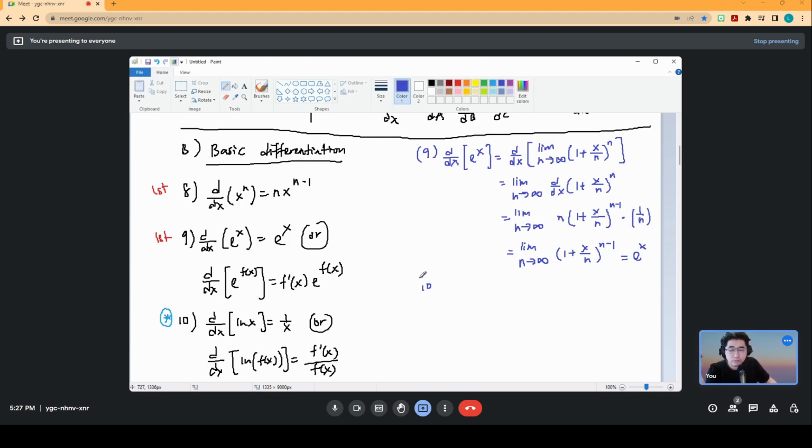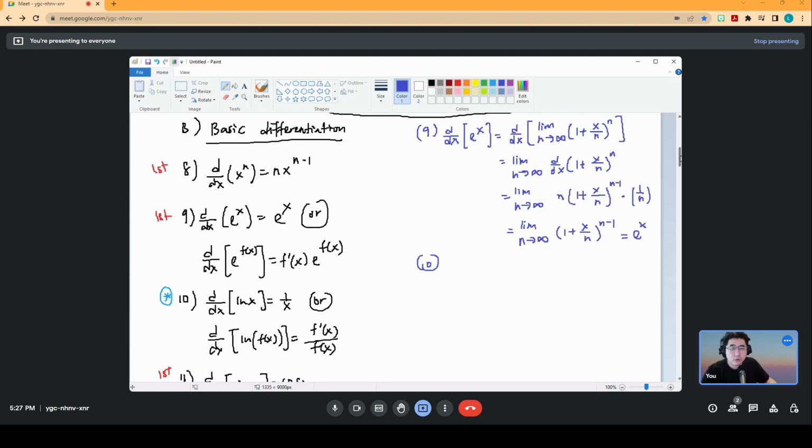Then from number 10, so why does ln x go to 1 over x? First we let y equal to ln x. So you can see that according to exponential and log, x will be equal to e to the power y. So now I do d/dy for both sides. Then you will see that I have dx/dy, and the derivative of e^y according to rule 9 is just e^y.